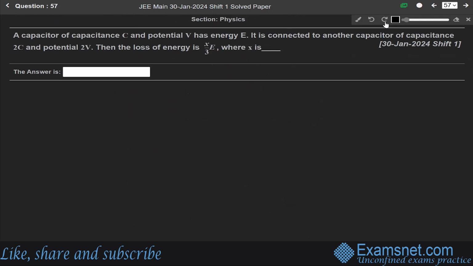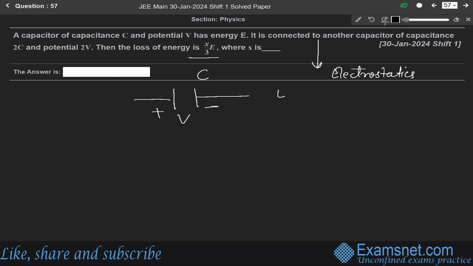Now next, question 57. A capacitor of capacitance C and potential V has energy E. It is connected to another capacitor of capacitance 2C and potential 2V. Then the loss of energy is, we have to find the loss of energy. So this question is from the chapter of electrostatics. According to this question, there is a capacitor. Its capacitance is C and voltage is V. Okay. And its energy is E. E equals half CV square.